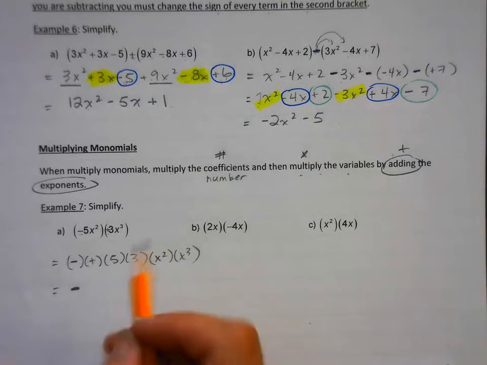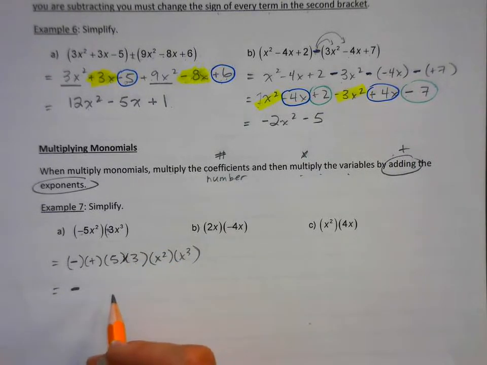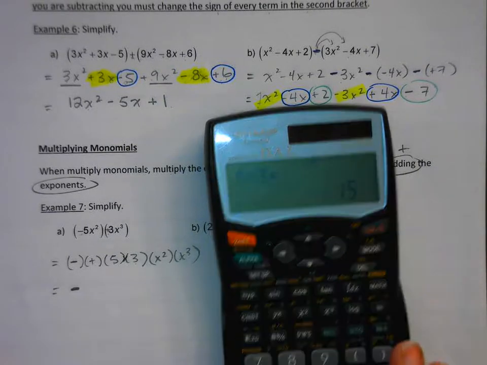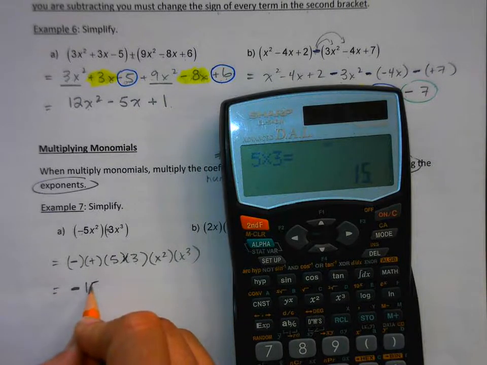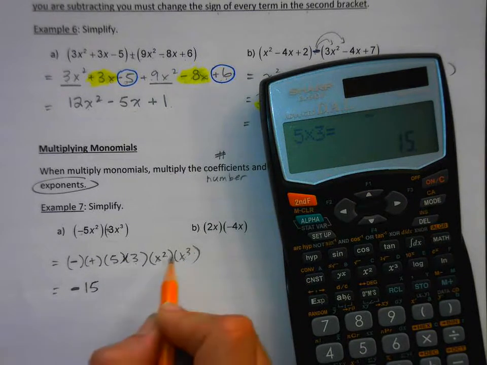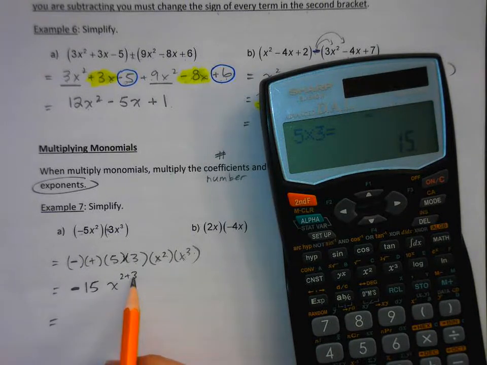Well, that's just 5 times 3. When you don't have anything in between the brackets, it means multiplication. So if you need your calculator to do that, go ahead and go 5 times 3, and you get 15. Now, with these x's, this is x squared and this is x to the power 3. So the shortcut would be just to add the exponents. And you go ahead and do that, and that's negative 15x to the power 5.